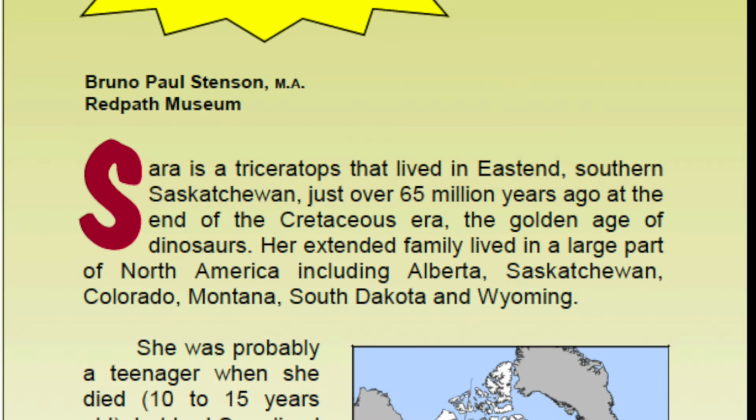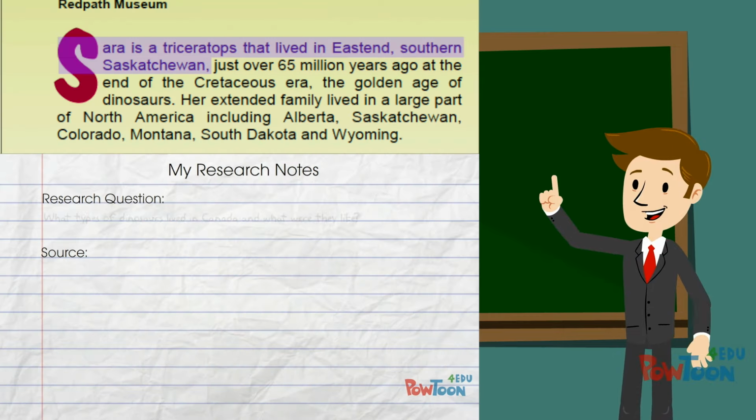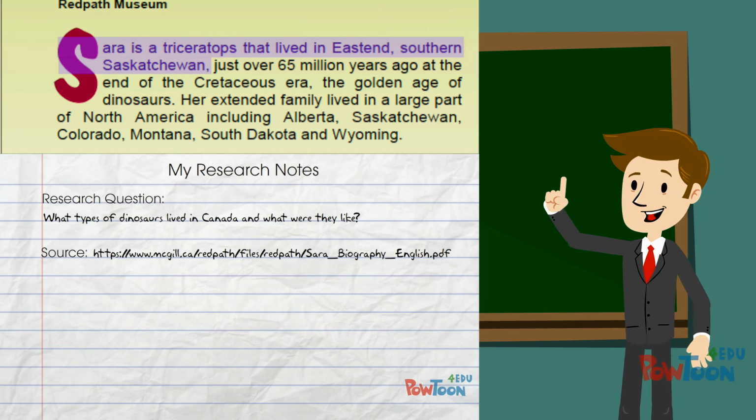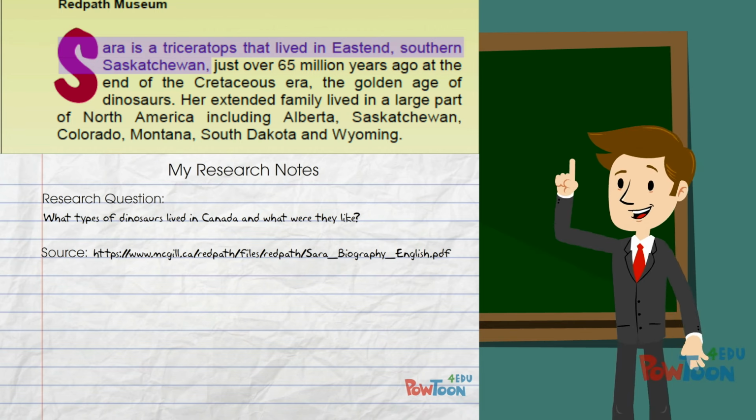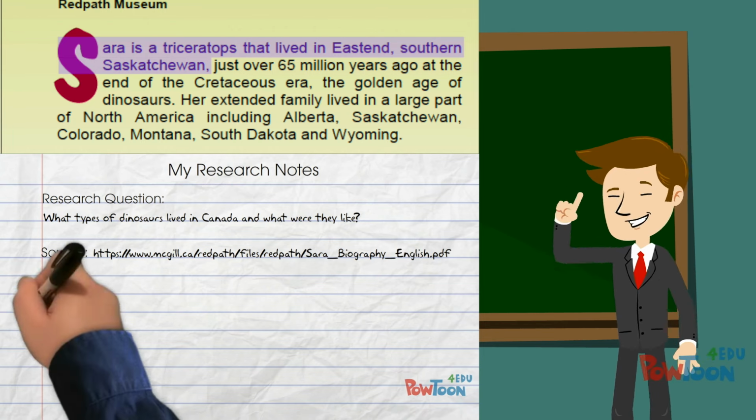The first sentence is, "Sara is a Triceratops that lived in East End, southern Saskatchewan, just over 65 million years ago at the end of the Cretaceous era, the golden age of dinosaurs." Now let's look at each part of that sentence. First, Sara is a Triceratops that lived in East End, southern Saskatchewan. In this part, we learn that Sara is a Triceratops and we know that that is a kind of dinosaur. So we should highlight that or note it down.